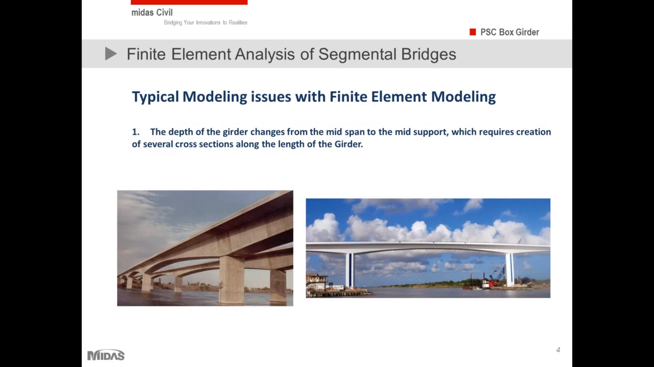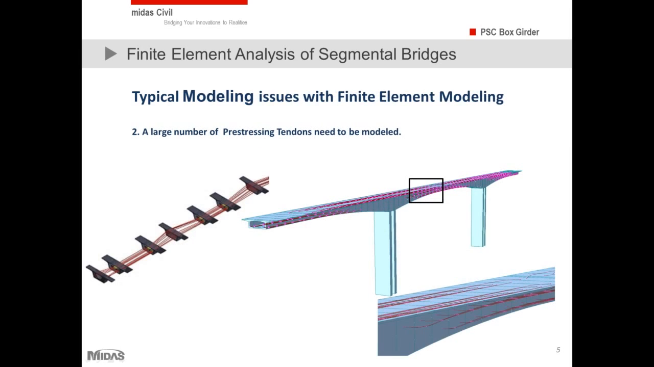And if you think about it, the balanced cantilever bridge has high cantilever ends, and it will have high negative bending moment, or hogging bending moment, at the mid support region, which requires the depth of the girder to be very high at the mid support, and it doesn't require that much depth at the mid span region. So when we are modeling this type of bridge in any finite element analysis software, we need to define a lot of cross sections at all these locations. So this is one of the issues when we are modeling these types of bridges.